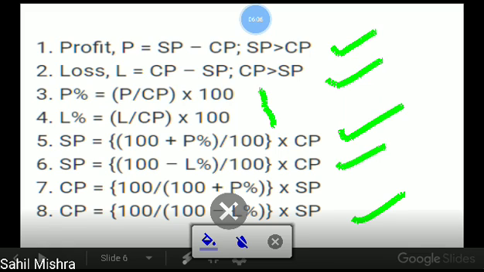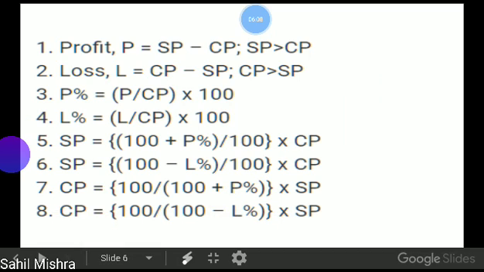So these are the things we should keep in mind if we want to solve profit and loss related questions in the examination.